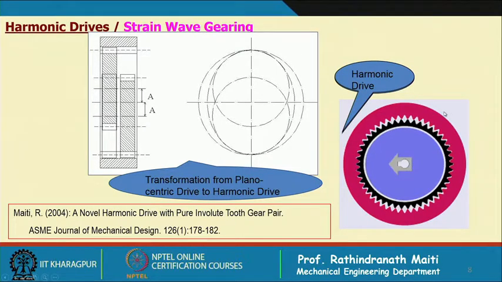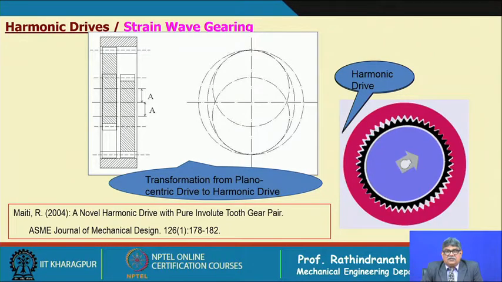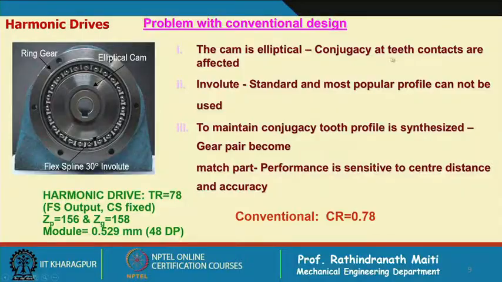But one problem is obvious: as we are flexing the inner one, the teeth are also being flexed and the conjugacy of the teeth in mesh is being lost. So, there are definitely some problems in harmonic drive, although it gives a very high ratio. In detail, these problems are as follows: the cam is elliptical or oval shaped, not exactly an ellipse, it looks elliptical. Conjugacy at the teeth contacts is affected.